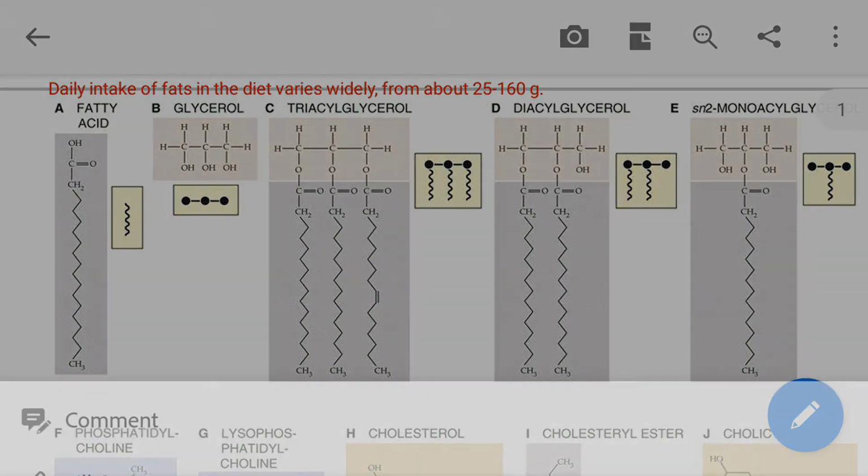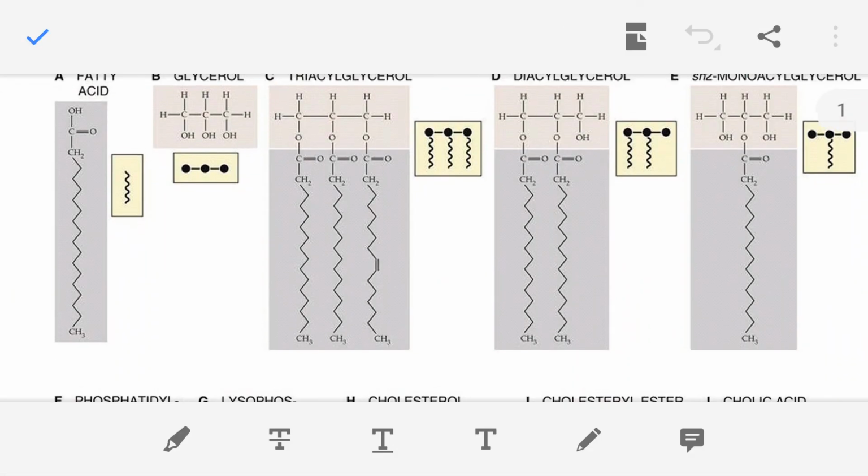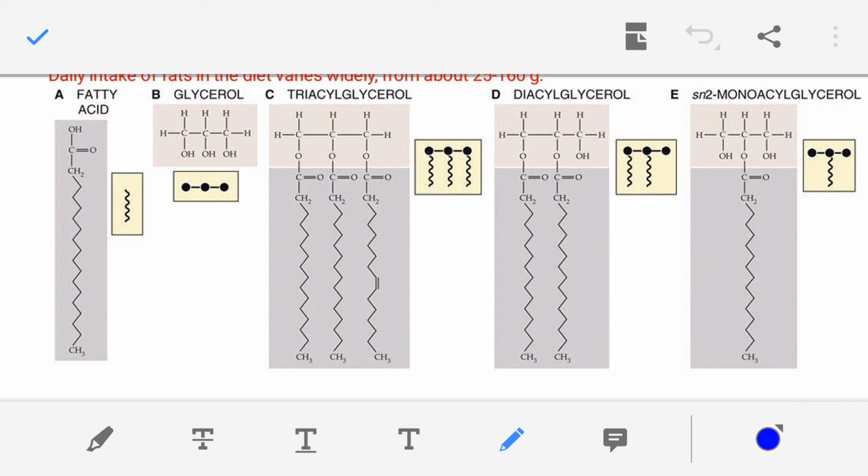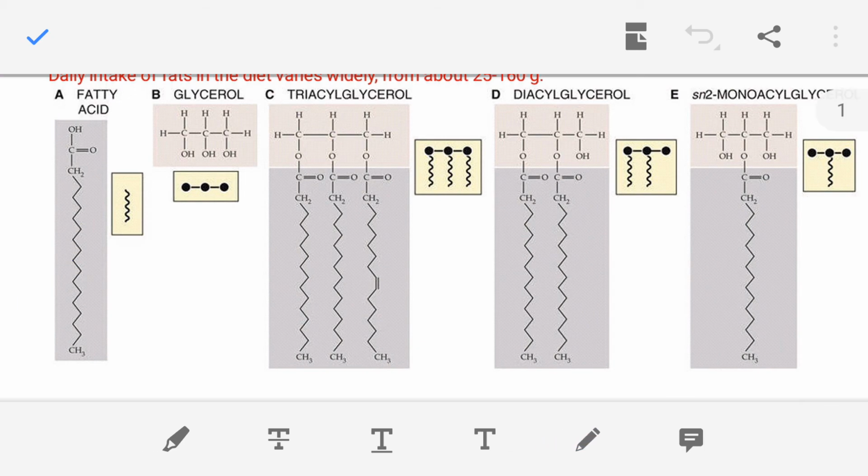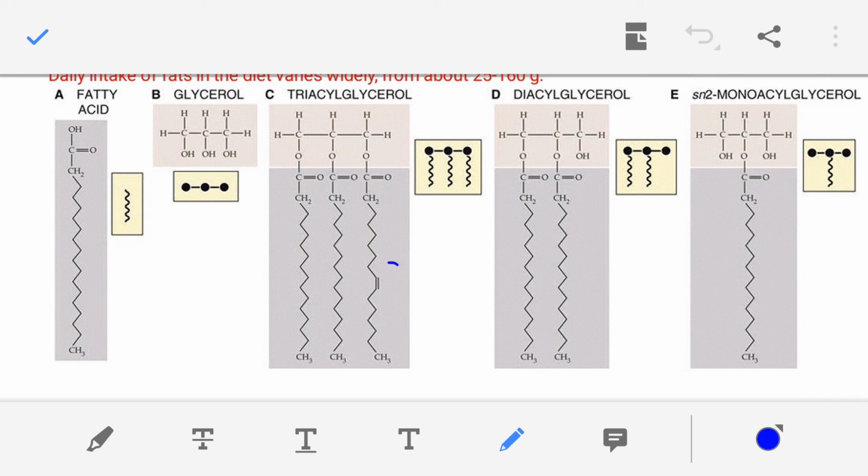Now, here on the left hand side, this is the fatty acid, and we know in the structure of fatty acid, this one is the COOH carboxylic acid group, and this one is the hydrocarbon chain, and if a single bond is present between the carbons, then it is the saturated fatty acid. And if in the structure of fatty acid, a double bond is present between the carbons, then that type of fatty acid is known as the unsaturated fatty acid.